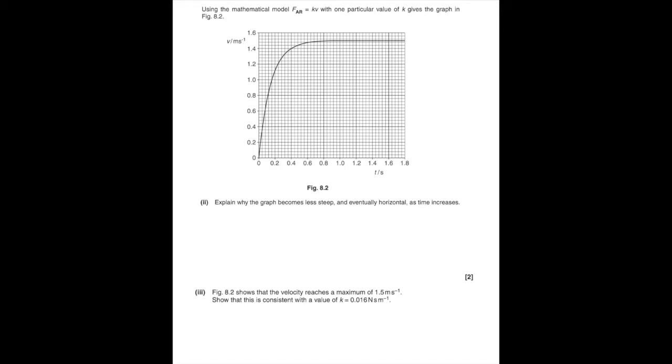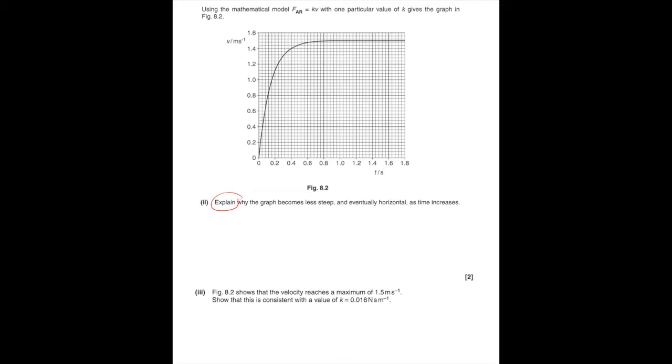Then we come back to good old velocity time graphs, okay? Explain why the graph becomes less steep and eventually horizontal as time increases. So again, note that there are 2 marks and it is about explaining. So what you've got to do is link the steepness of the graph to what is happening and attempt to explain it.